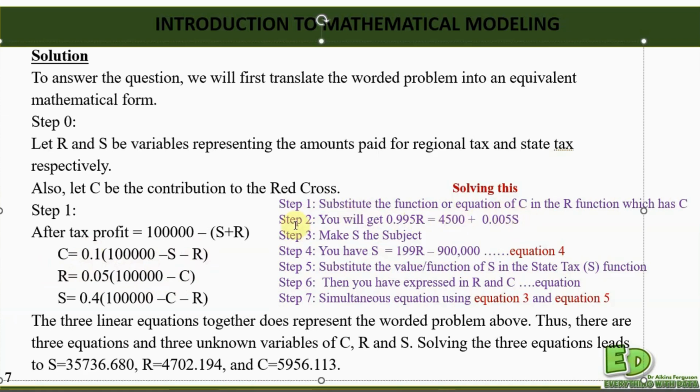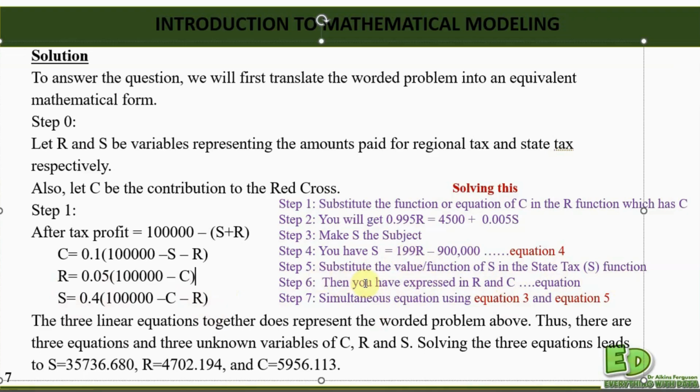So step 3 is to make S the subject, and then you have S equal to this, which is your fourth equation. Then you substitute the value or function of S in the state tax function, which is here, into the equation you have here.